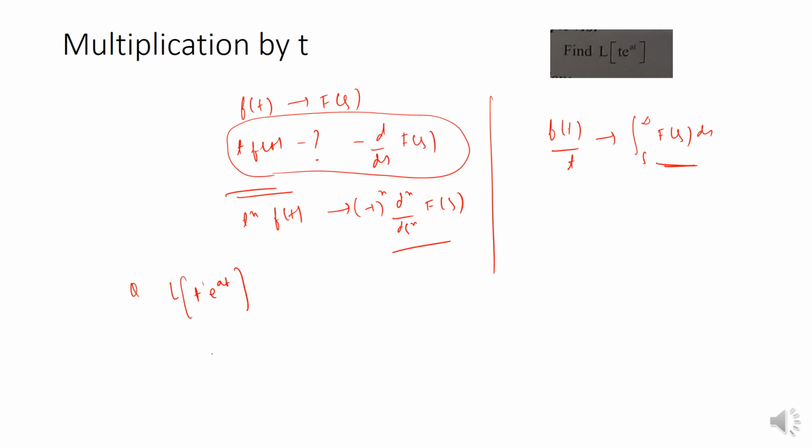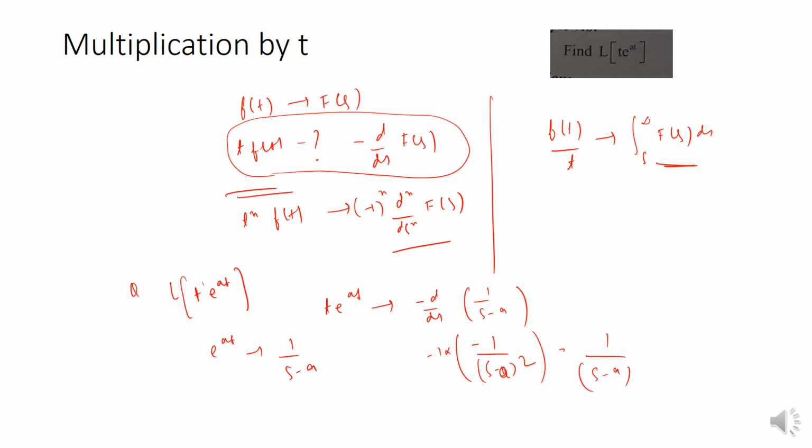Understood, right? Now we know e power at Laplace transform is 1 by s minus a. So you have to do the derivative now. For t into e power at, it gets transformed as minus dou by dou s of 1 by s minus a. The derivative of 1 by s is minus 1 by s square, so minus 1 by (s minus a) whole square into minus 1. Minus into minus is plus, so 1 by (s minus a) whole square. I hope this is understood.